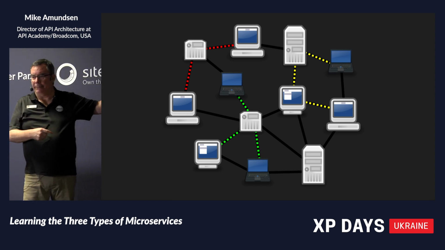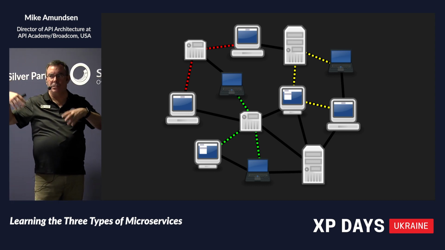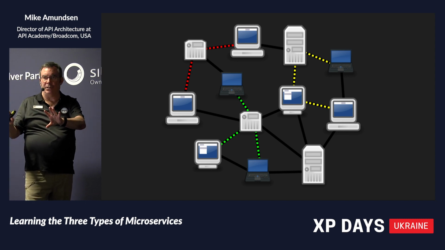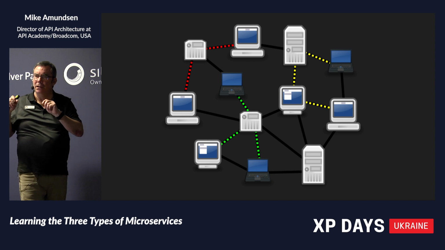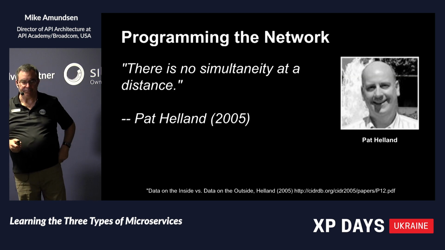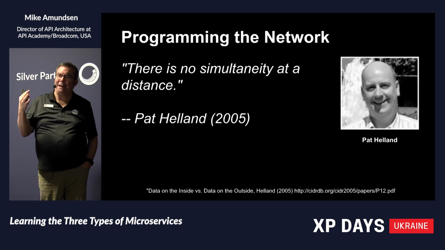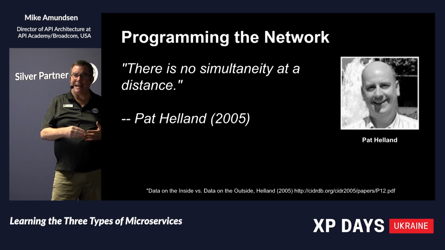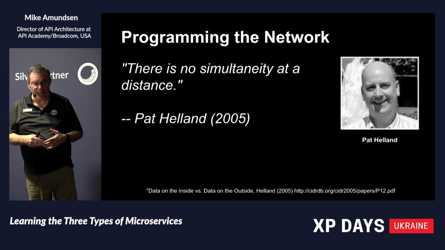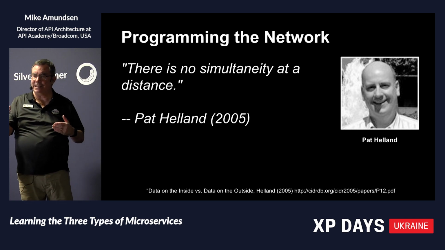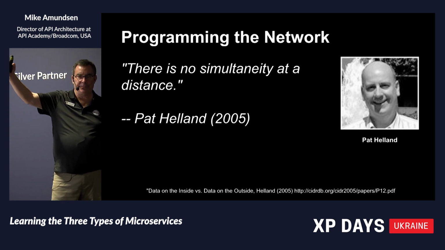This is what we program. We program all these connections. And what we can do is get close to what we want to do. We can get close to how we would like them to behave, but we can't always be sure. So Pat Helland, who worked at Microsoft and Amazon and now works at Salesforce, has this great line: there's no simultaneity at a distance.